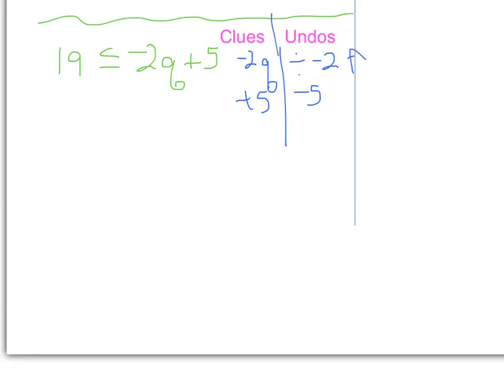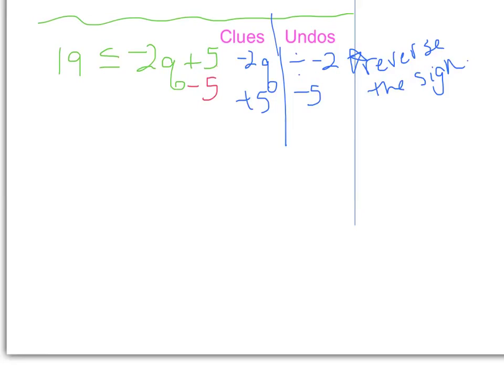And also, you might want to star this because since our inverse operation involves a negative, we are going to reverse the inequality sign. Okay, and that's what we learned just yesterday. So, beware of that. Alright, so my first undo is to subtract 5. So let's subtract 5 from both sides of our inequality.